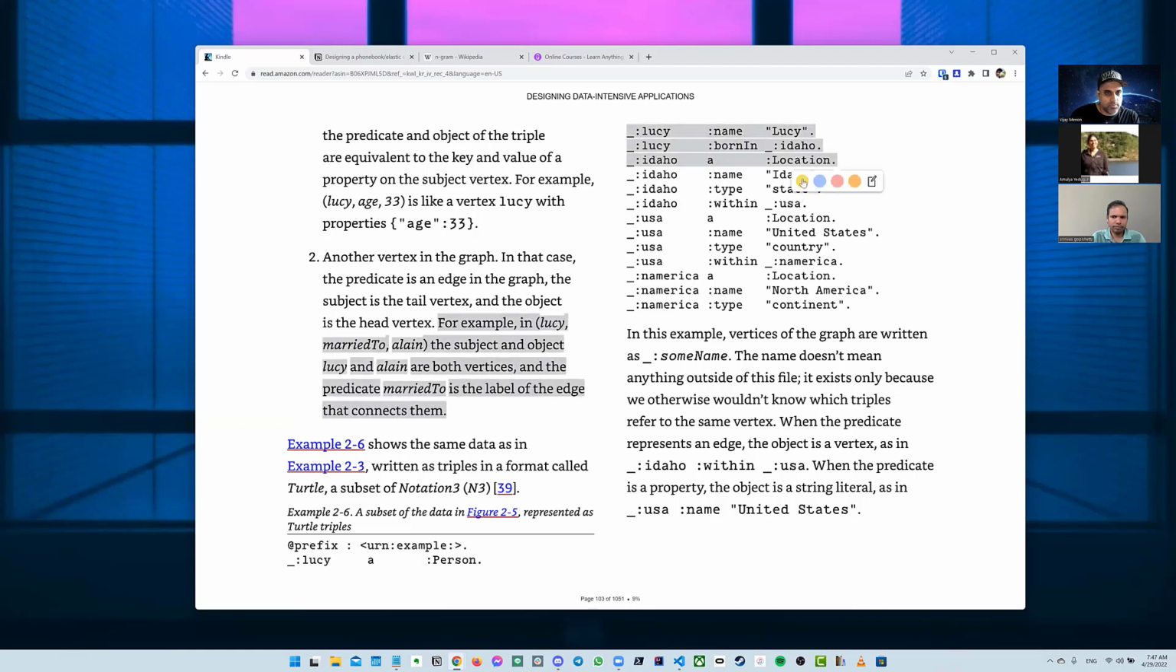So I'll just highlight this part here. So here's an example of how you can write these triples, right? So Lucy, a person, Lucy, name Lucy, right? Born in Idaho. So these are your triples. And these would be vertices, edges, vertices, right? So subject, predicate, object. So vertices of the graph are written as underscore colon and some name. And it only exists because we just don't know which triples refer to the same vertex, right?